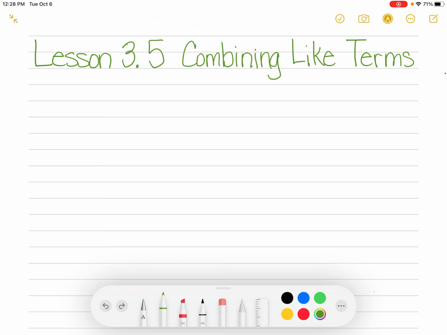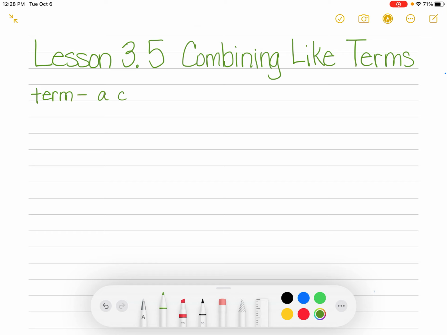Hello everybody, today we are doing lesson 3.5, which is on combining like terms. So first thing we need to learn is what a term is, and then we'll go over what like terms are. So let's write down a definition for term.